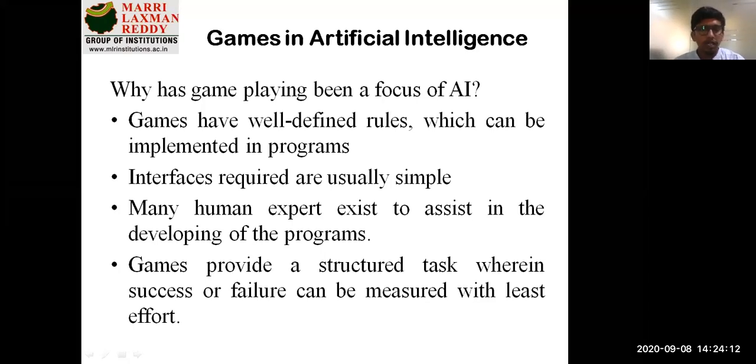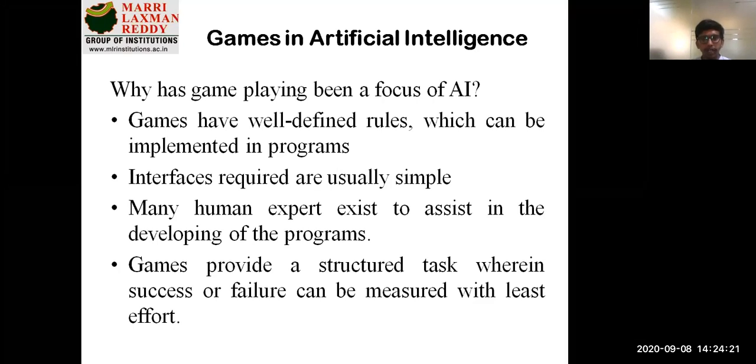So today's session deals with the game playing concept in AI. Game playing is one important concept, one application of AI. With respect to our syllabus, we need to understand how game playing can be applied with respect to artificial intelligence.